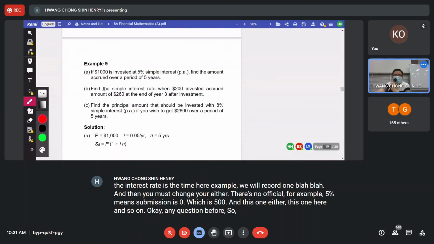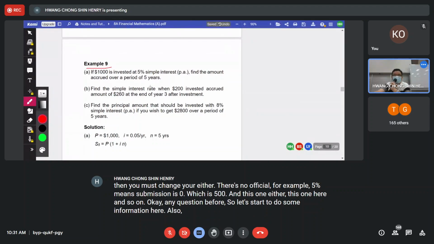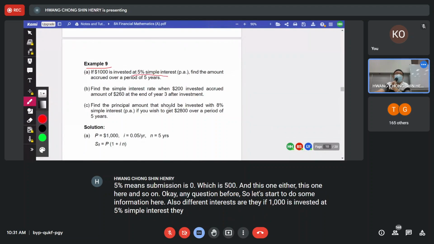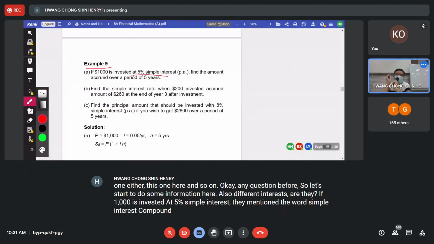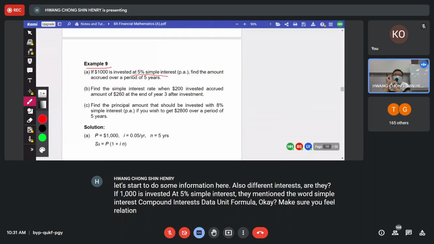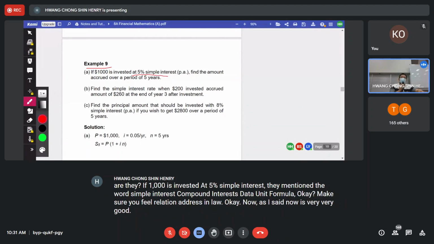So let's start to do some calculation here. All these are based on simple interest. If 1,000 is invested at 5% simple interest, they mention the word simple interest. If they mention compound interest, later you learn the formula. Make sure you read the question, either simple or compound. Nowadays compound interest is very popular. Simple interest, I don't see any more of it because it's not very attractive.